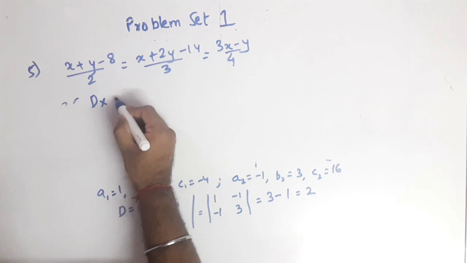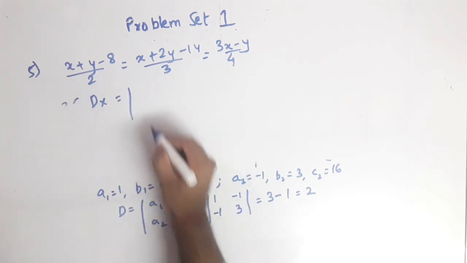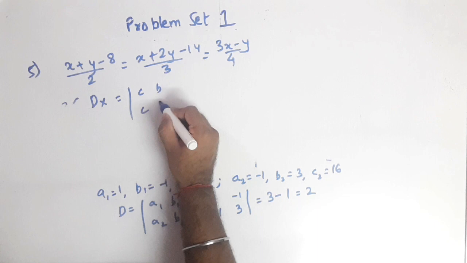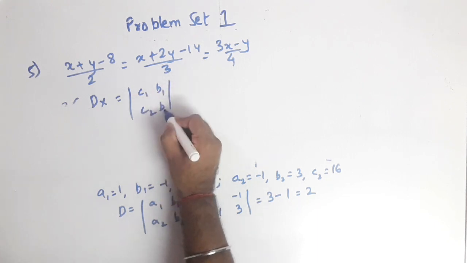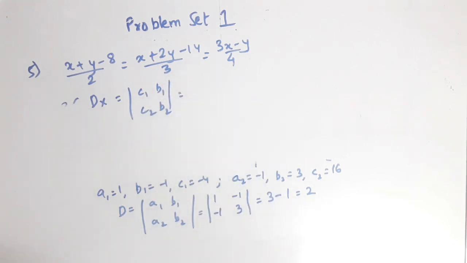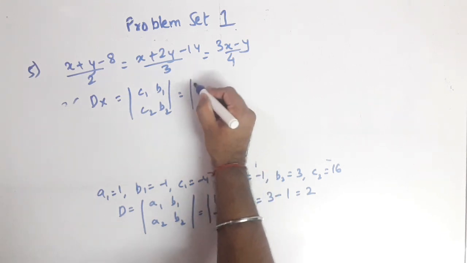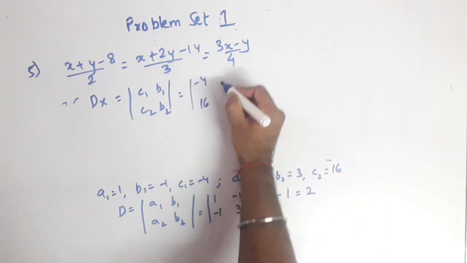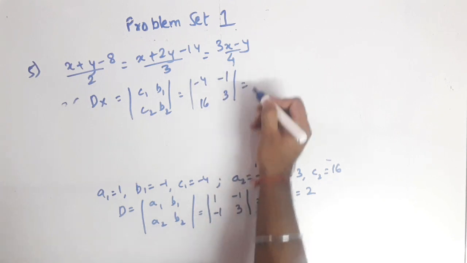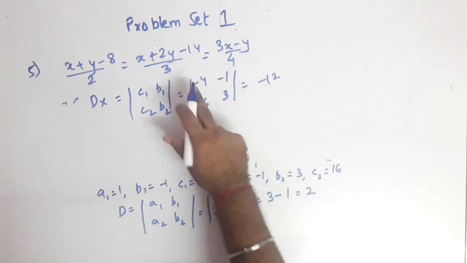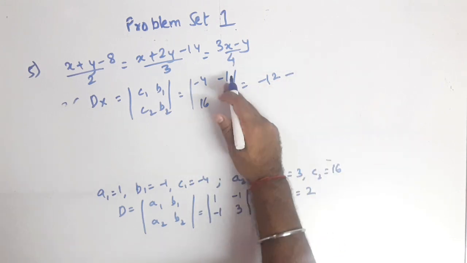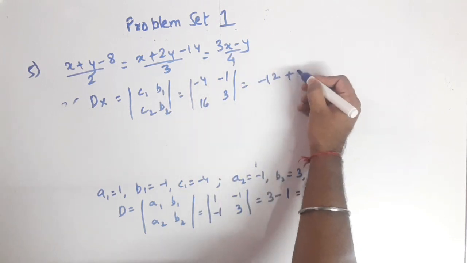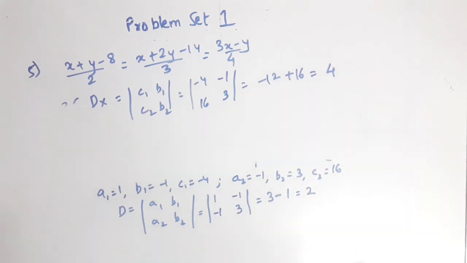Okay, then let us find dx. So dx equals to, you know, it is CB. So I'll write C1 B1, C2 B2. Okay, now what is C1 B1? C1 is minus 4, C2 is 16, C2 I'll write first, then I'll write B1 B2 from here, minus 1 and 3. Cross multiply, this becomes minus 12, minus 16 into 1 is minus 16, so this will become plus 16. Minus 12 plus 16 is 4.